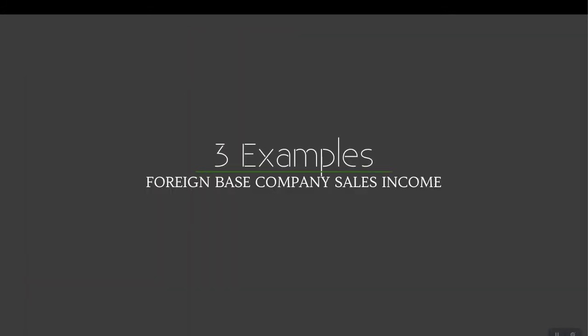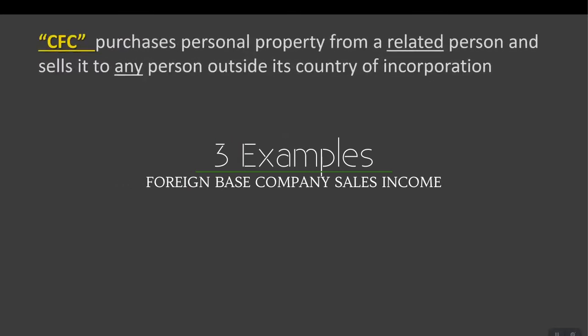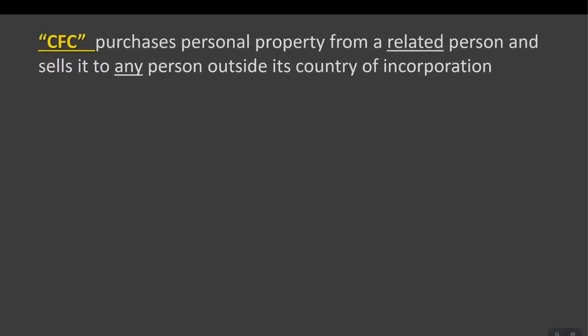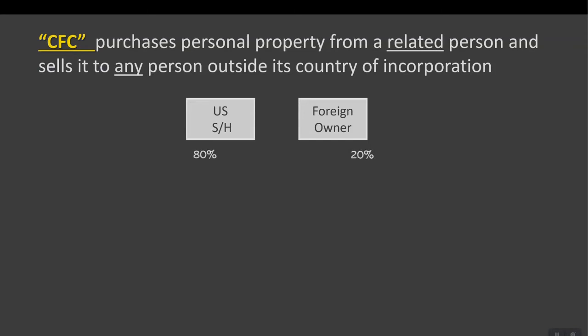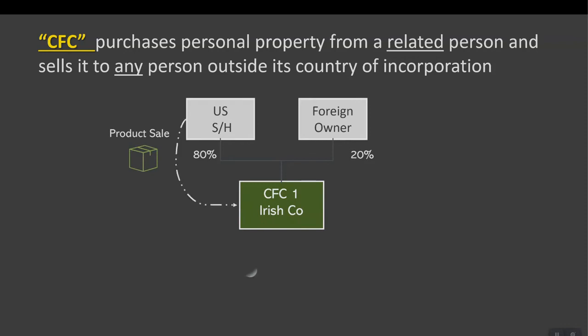In example 1, a CFC purchases personal property from a related person and then sells it to any person outside its country of incorporation. Assume we have 2 shareholders. The U.S. shareholder owns 80% of Irish Co., and the other 20% is owned by a foreign investor. The Irish company is considered to be a CFC of the U.S. shareholder. The U.S. shareholder then sells product to Irish Co., a related party.